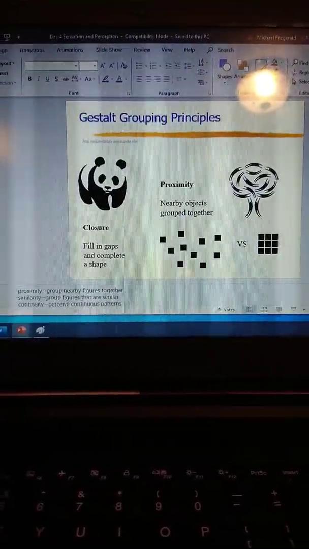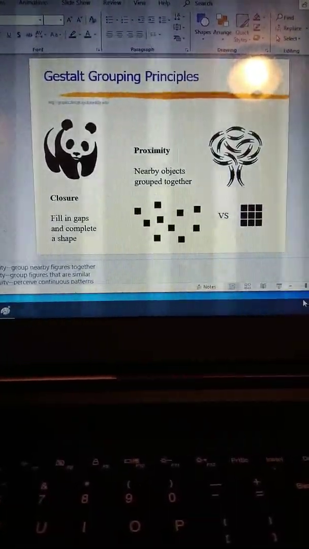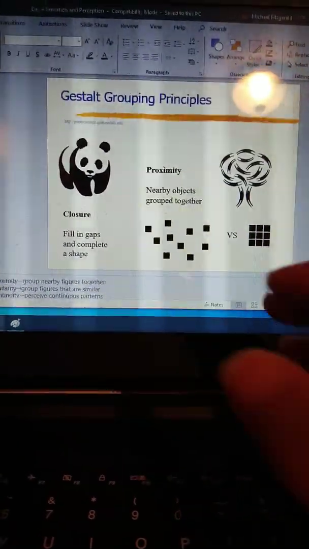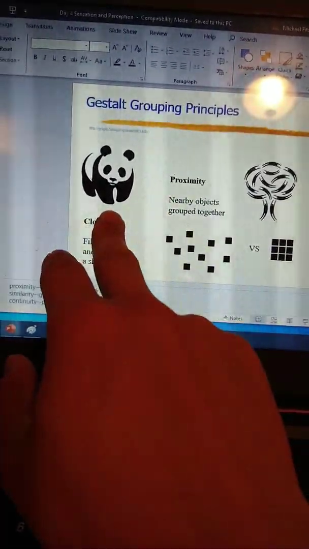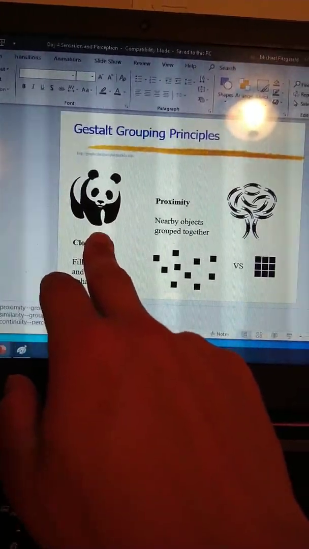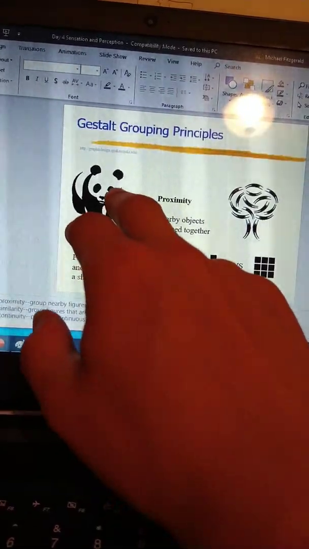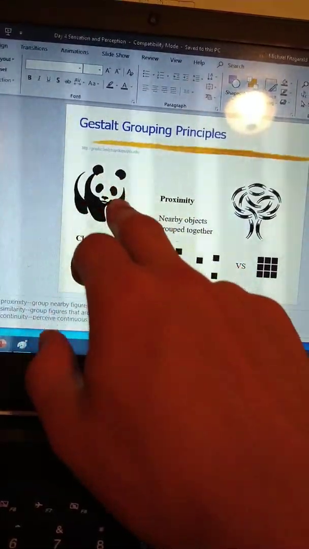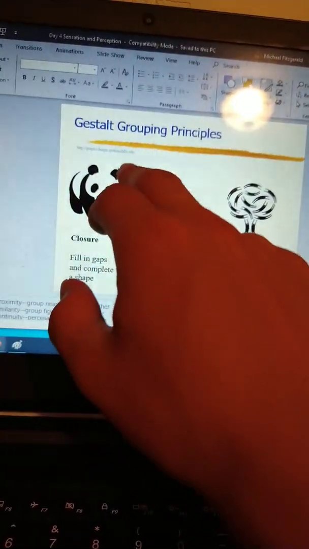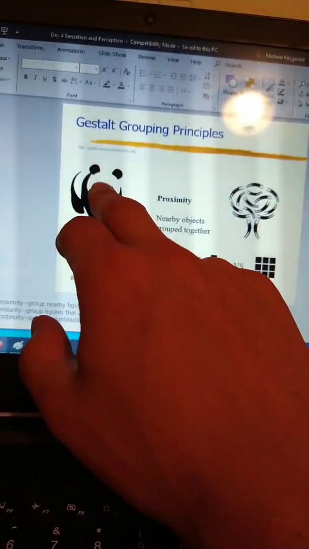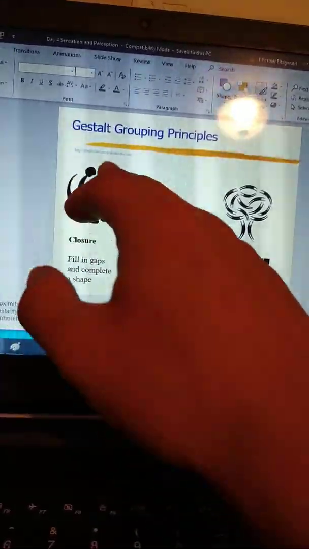So this then just breaks into different Gestalt ideas of how we will group things together: closure, proximity. Closure: I mean, you guys see a panda here, right? Well, when you really look at it though, there's no outline of the panda's head. It's just white space. And then the presence of his ears is what gives us the clue that this is his head.